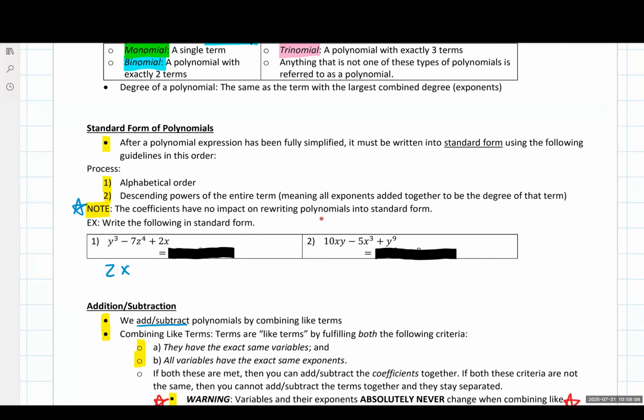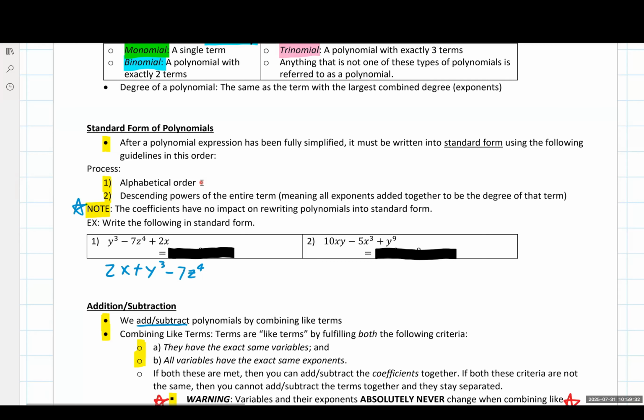I would then look to see what would come next in the alphabet. Would that be y? This is positive because there's no negative sign written here. So I'm going to have 2x plus y to the third power. And then z would come last in alphabetical order. So I'm going to have everything that goes along with that, minus 7z to the fourth, listed at the very end. So I have things listed in alphabetical order.